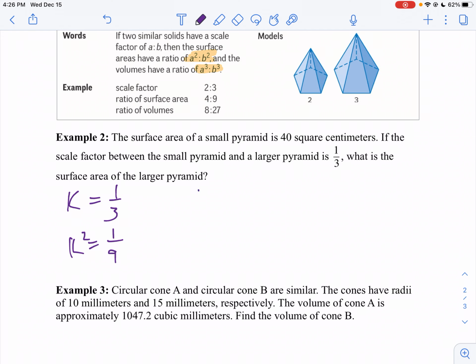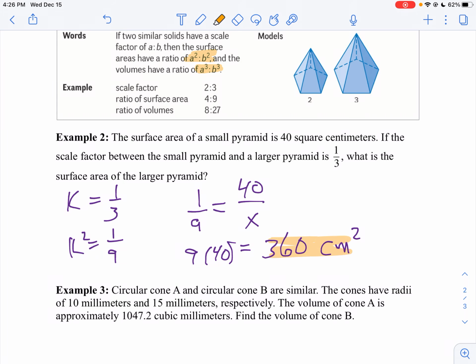So now I'm going to go 1 is to 9, as 40 is my smaller one. So what's my bigger one? Well, it looks like I just multiply 1 times 40. So if I take 9 times 40, I get x, don't I? So it'll be 360 square centimeters, because we're doing area. And that's what we have to do in that problem.